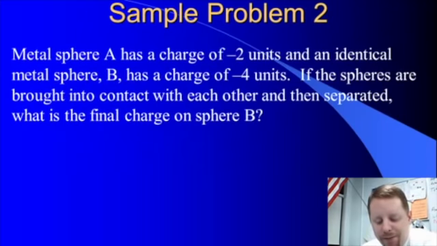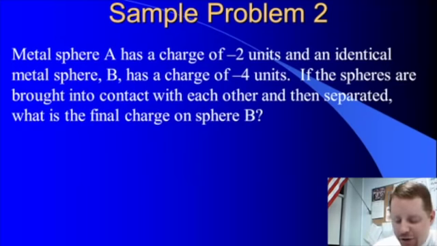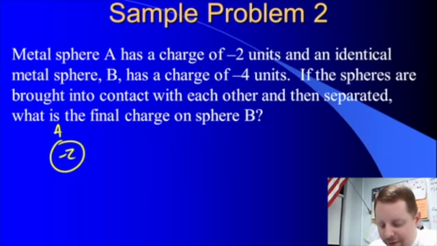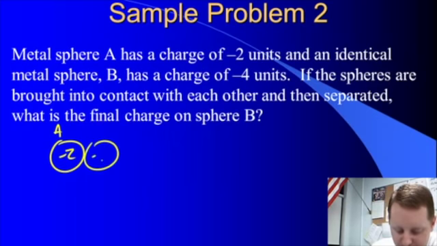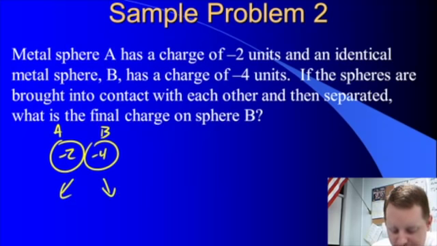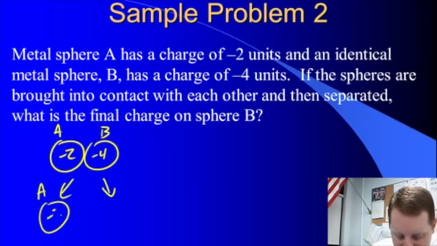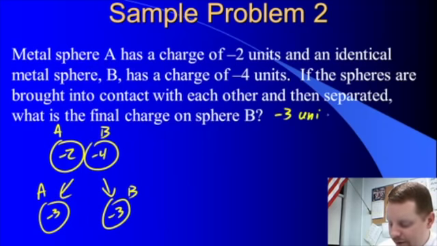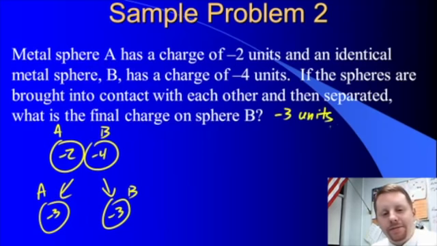Another sample problem. Say metal sphere A has a charge of -2 units, and identical metal sphere B has a charge of -4 units. When they're brought in contact with each other, they're going to share and have a total of -6, so that when you split them apart, now A has -3 and B has -3. So the final charge on sphere B will be -3 units.